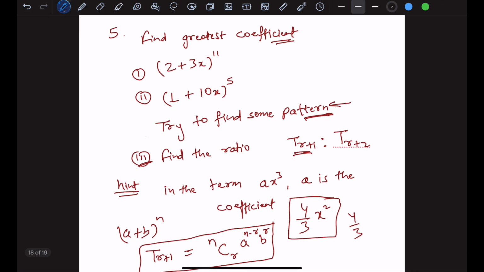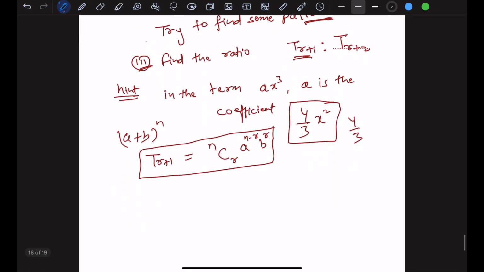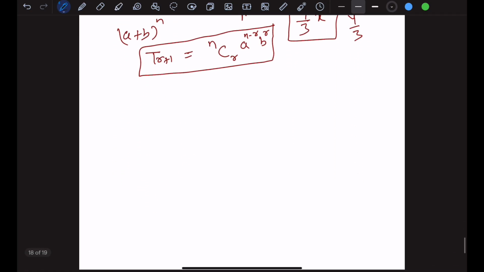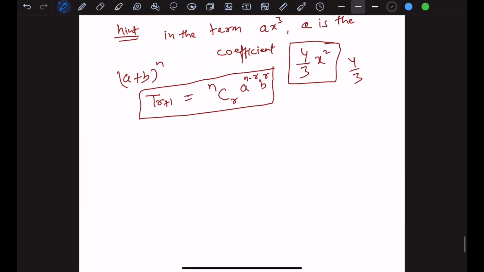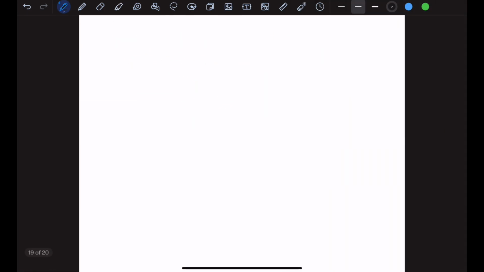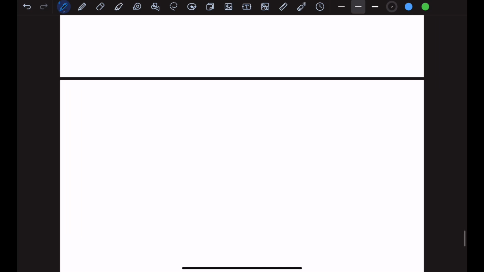Okay, let's look at the greatest coefficient. I have given two questions on the greatest coefficient. First we'll try to find some pattern, and then we will solve questions 1 and 2. Okay, so let's write the binomial expansion.